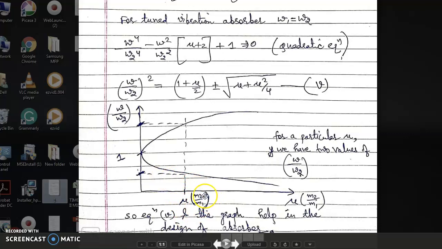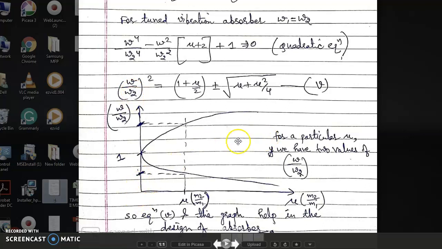So what will I do? I will select some mu such that it will work under this regime, between this regime or after this regime, not at this regime, because at this frequency my amplitude is going to infinity and I don't want that. So to restrict that, at any particular mu, I will get two natural frequencies. At those two natural frequencies my amplitude is going to infinity, so I won't work on those frequencies. Okay, I will work on frequency either below that or after that. Okay, so this is the graph.